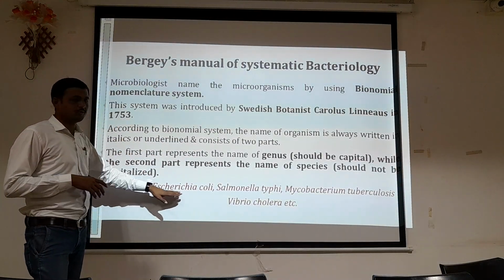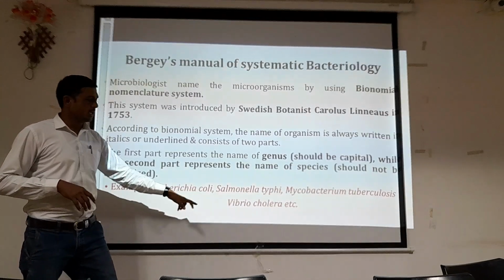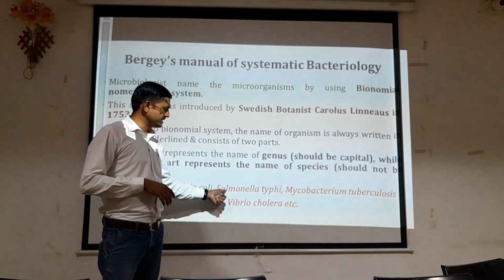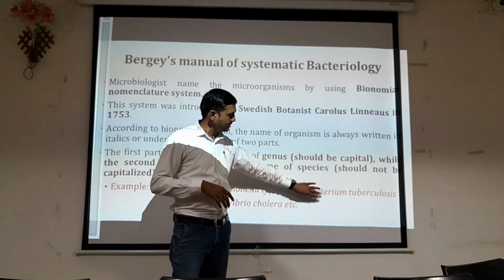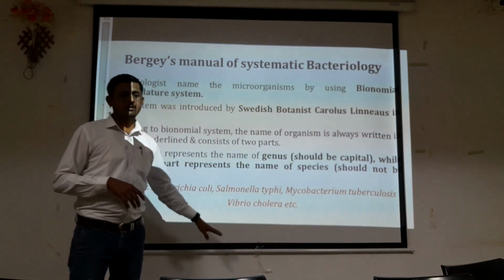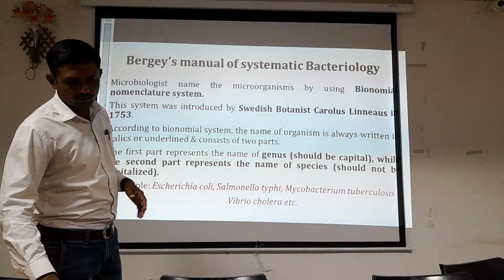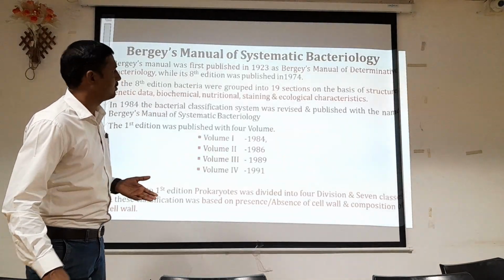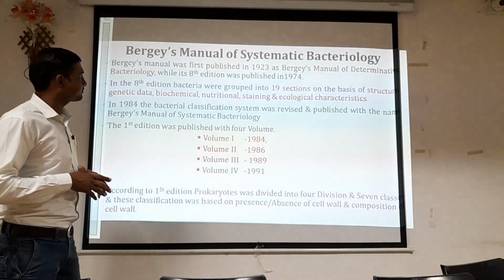For example, here we have taken Escherichia coli, which is a genus name and species name. Salmonella typhi, it is nothing but genus name and species name. Mycobacterium tuberculosis, it is a genus and a species. Vibrio cholerae, it is a genus and a species. So with respect to that binomial nomenclature system, we have to write down the scientific name of that organism.